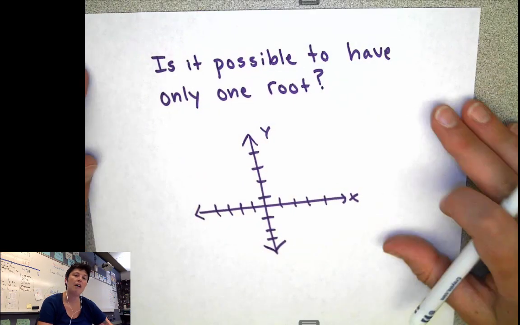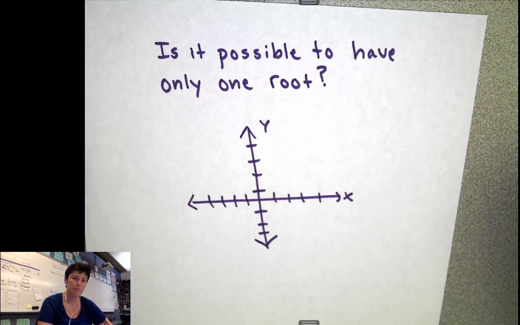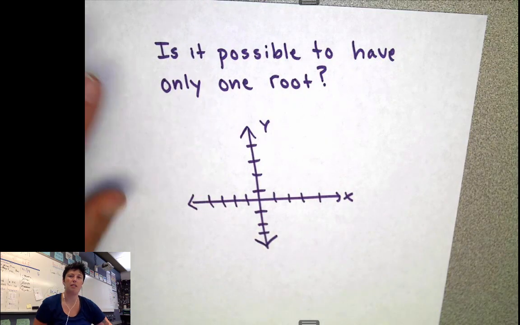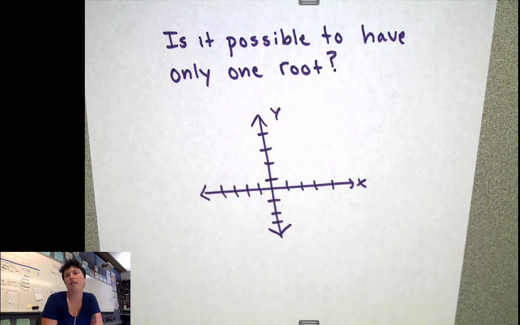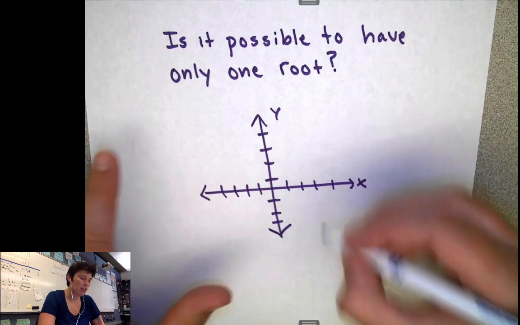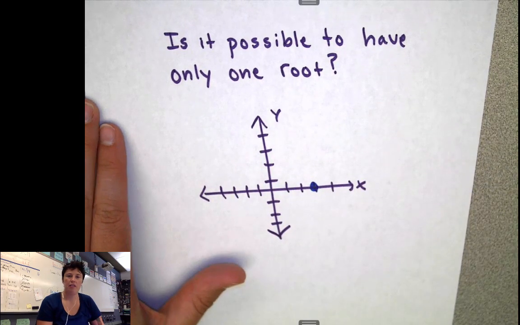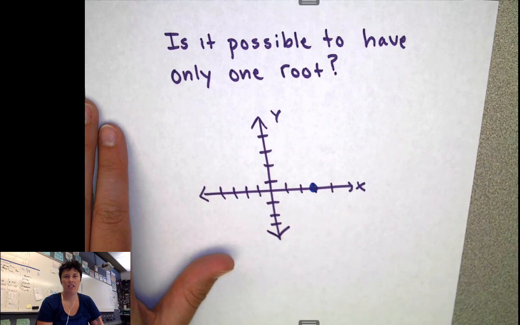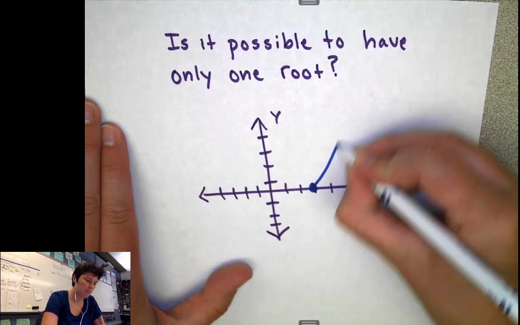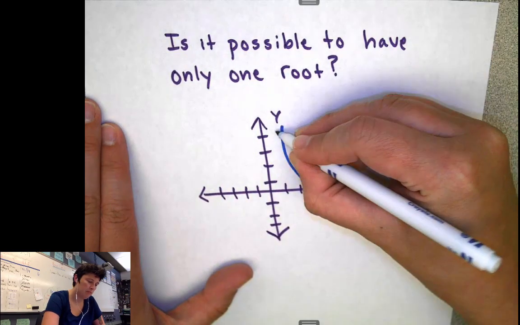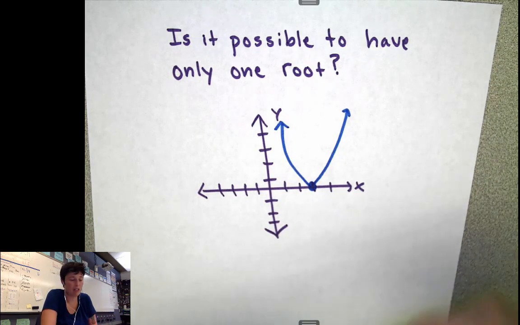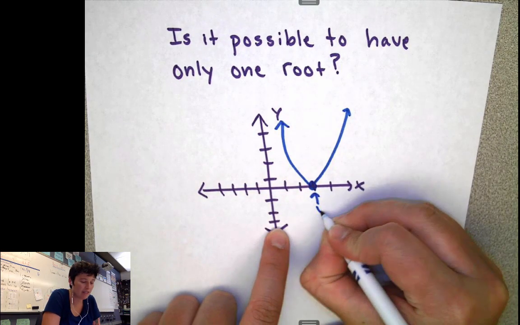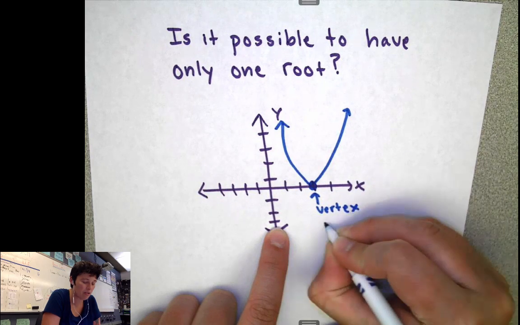Is it possible to have only one root? Only one x-intercept? Is that a possibility, or does there always have to be 2 or 0? Think about that. Only one root. So I'm saying it can only touch the x-axis once, not twice. Well, what if it was like this? How many roots does it have? Only one. It's the vertex. It happens to be the vertex. So yeah, it is the vertex, but it's also the root.